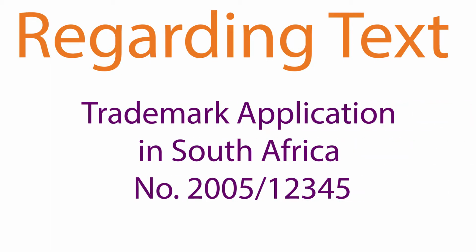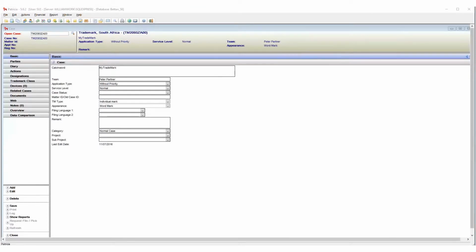The regarding text field is a string value that Patricia creates when certain criteria are met. This can be a real time saver when used as a letter or email heading. In this example, we have a case opened with no regarding text entered. Let's activate the regarding text.